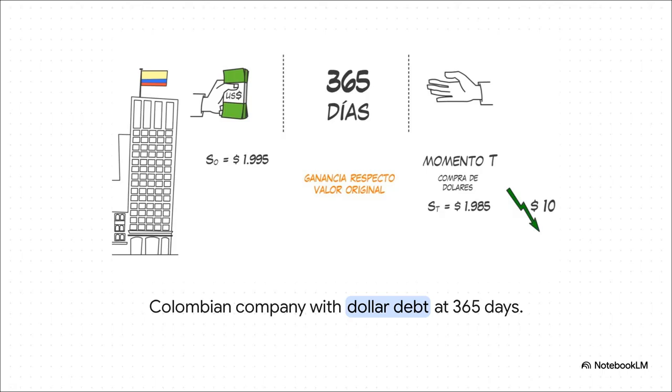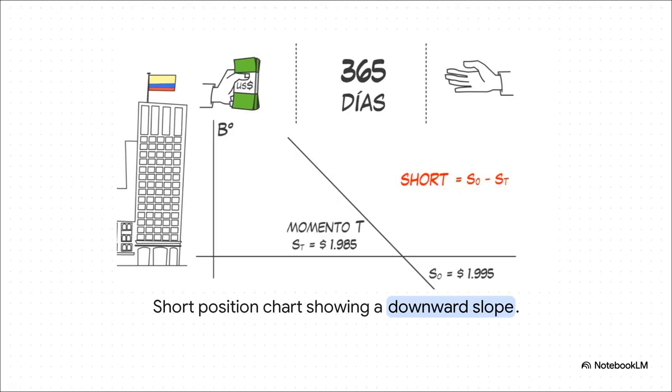Over the course of that year, if the price of the dollar actually drops down to 1,985 pesos, what happens? The company suddenly needs fewer pesos to buy the dollars required to settle the debt. The price went down, and they saved money. But conversely, if the dollar skyrockets, their debt suddenly becomes incredibly expensive. Because an increase in the market price causes a direct financial loss, this Colombian company holds a short position on the dollar. Let's see how this builds into our visual model.